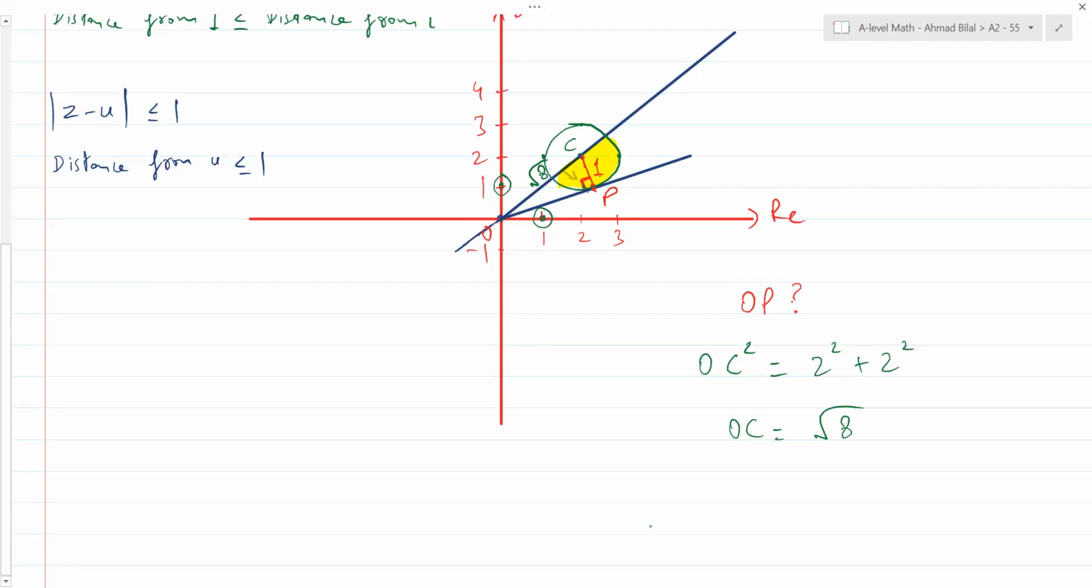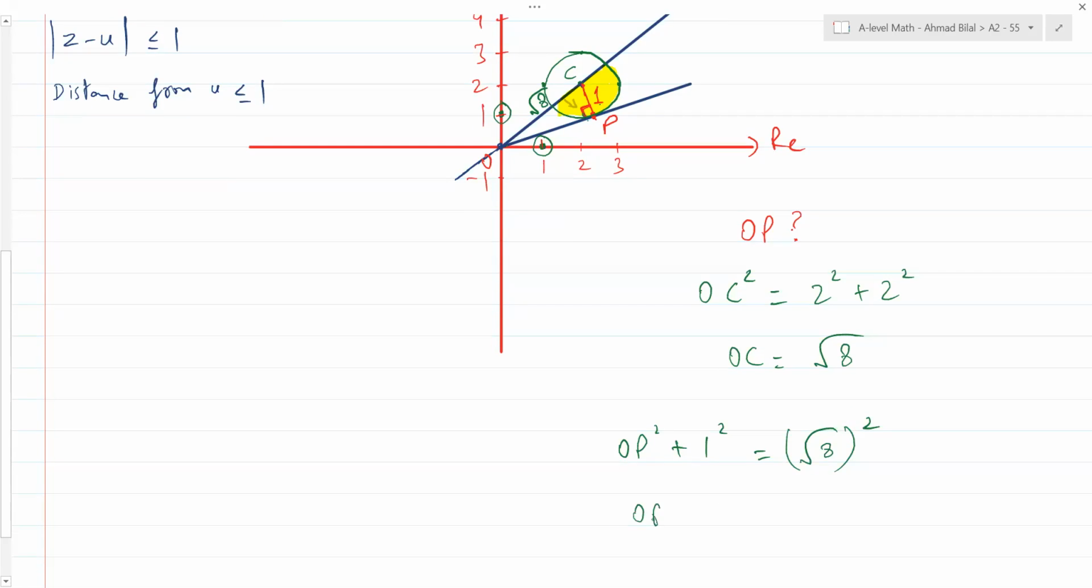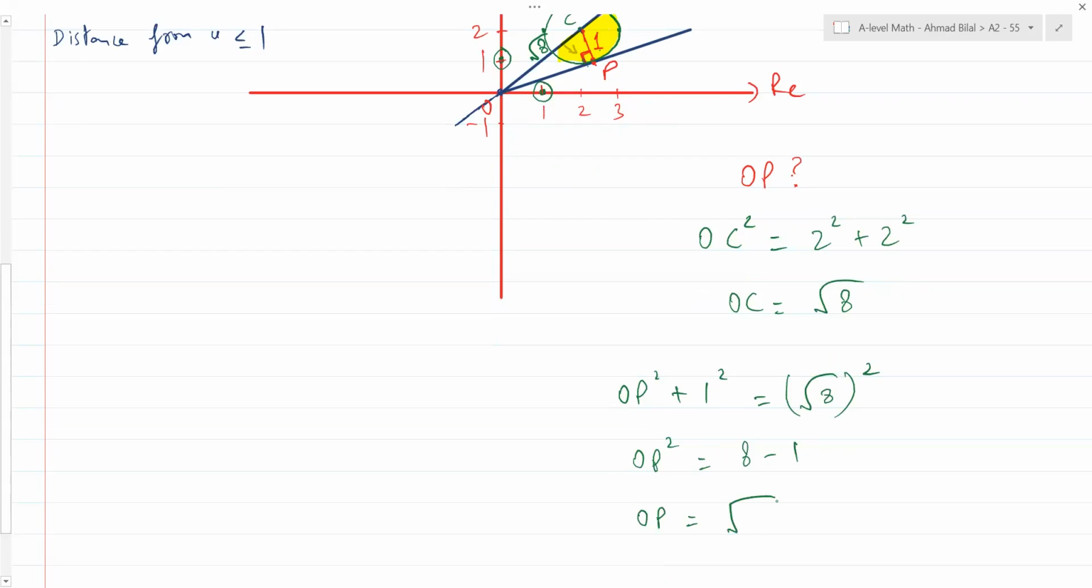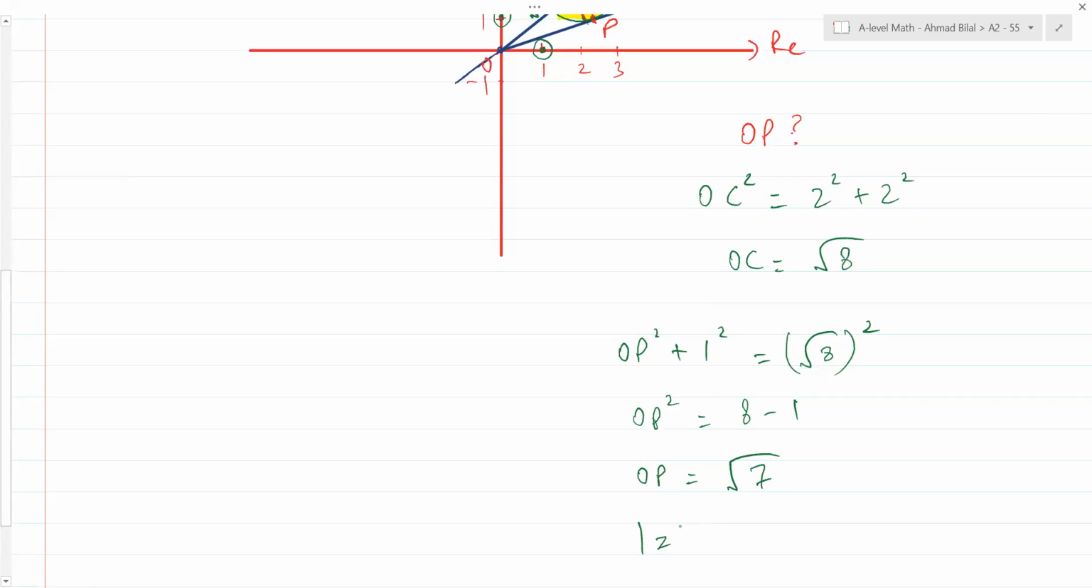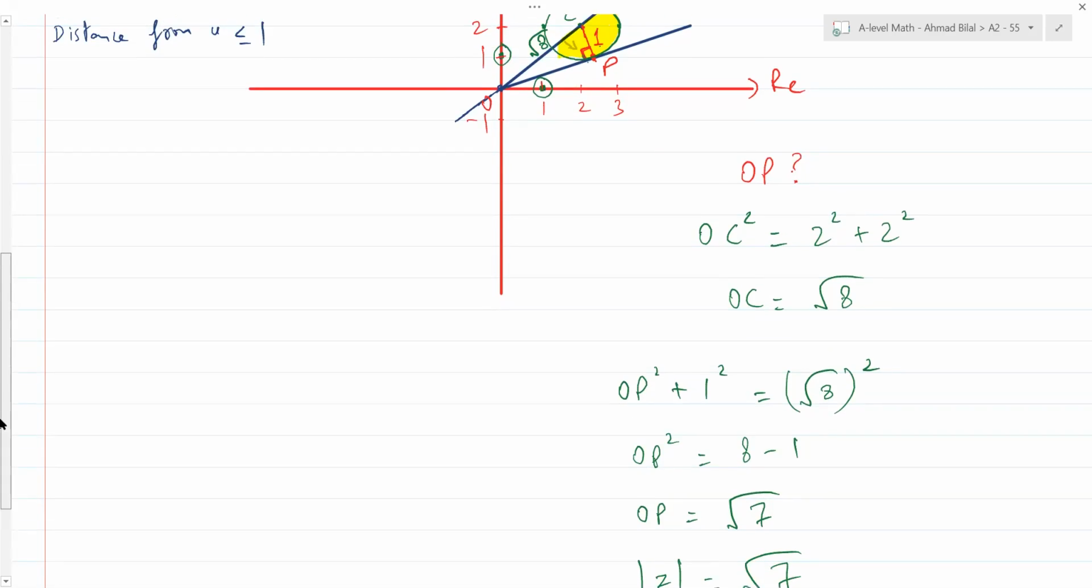Okay, OP कैसे निकलेगा? OP square, again you'll be using Pythagoras. OP square plus 1 का square should be equal to square root of 8 का whole square, and that gives you the length OP, which is OP square equals 8 minus 1, and OP turns out to be equal to square root of 7, which is your modulus of z. Modulus z हमारे पास क्या आ गया? Square root of 7 आ गया.